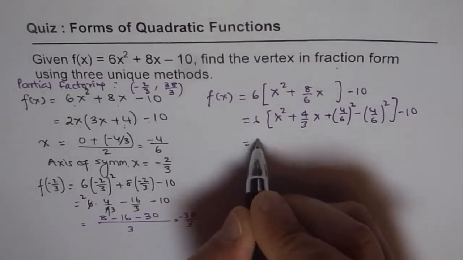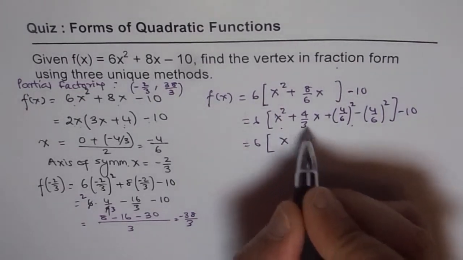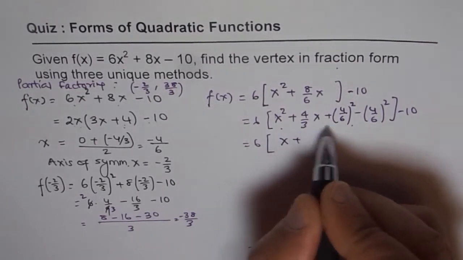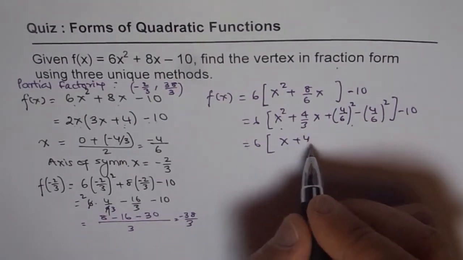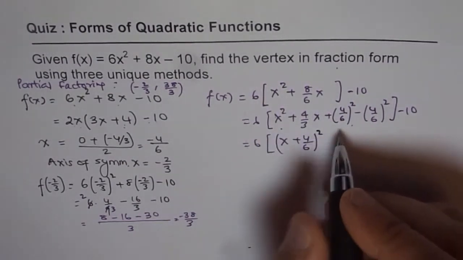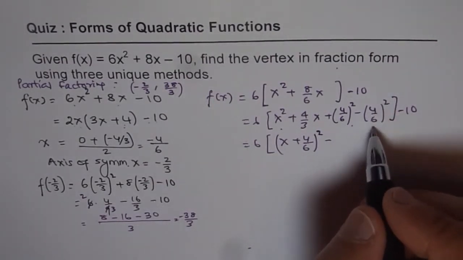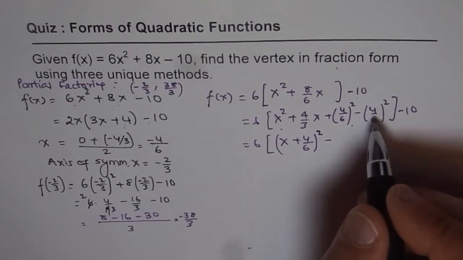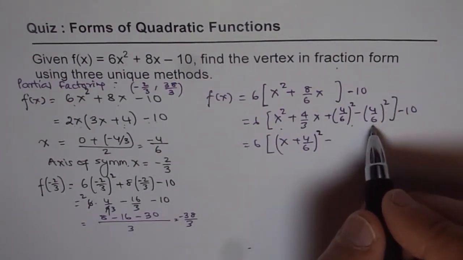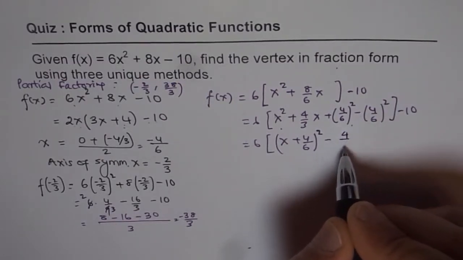10. So now these three terms are a perfect square. We get x plus 4 over 6, which is 2 over 3, whole square, minus 4 over 6 whole square, right? So 4 over 6 is 2 over 3. So we can simplify and then square it as you wish. 2 over 3 is better to take at this moment. So 2 square is 4 and 3 square is 9. So that is what we get.